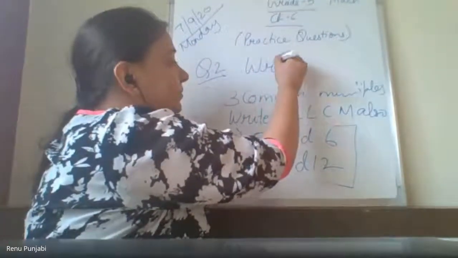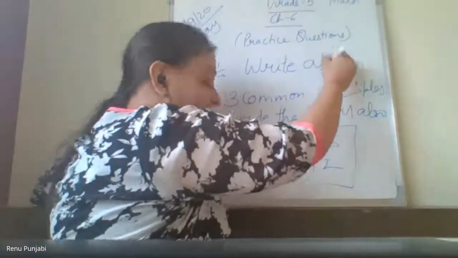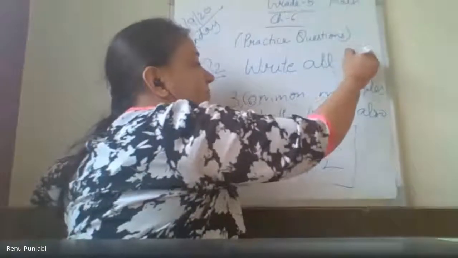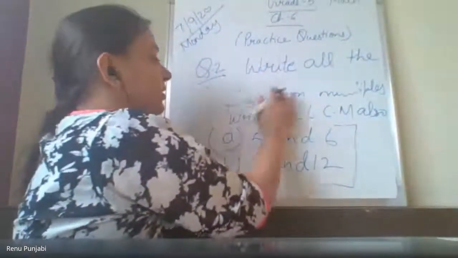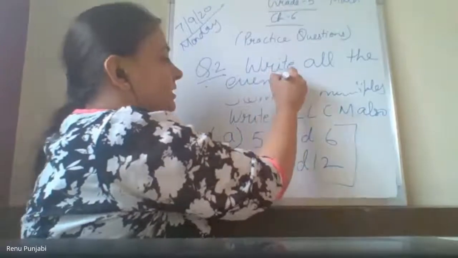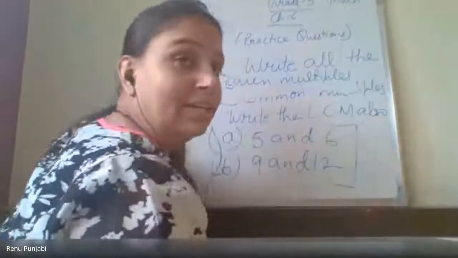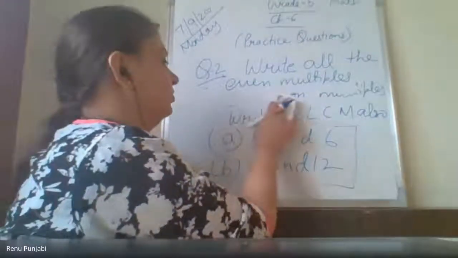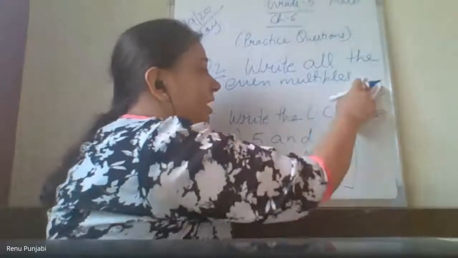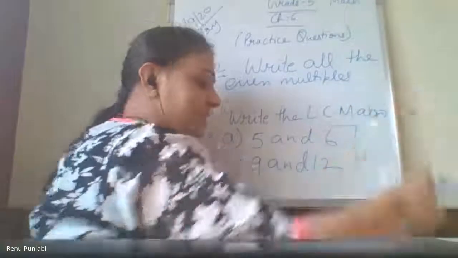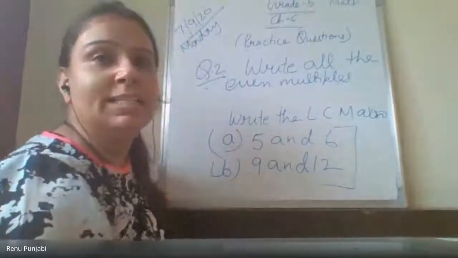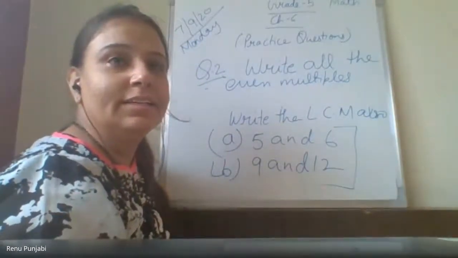Write all the even multiples. Children, we have learned even and odd also. A number which is even will have all the multiples even, and the number which is odd will have odd, even, odd, even.